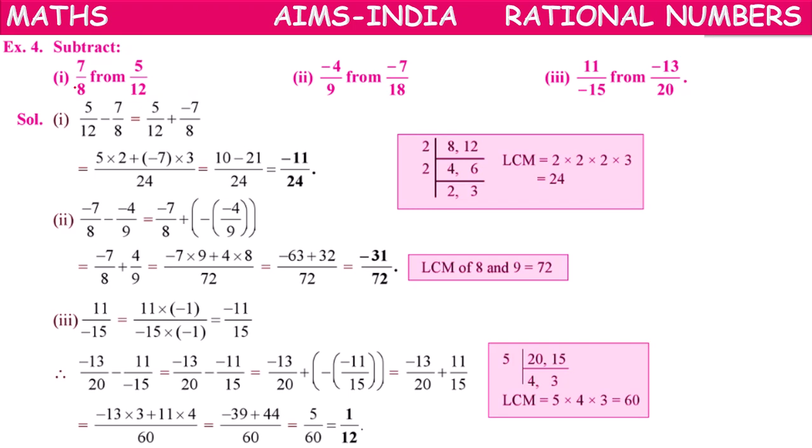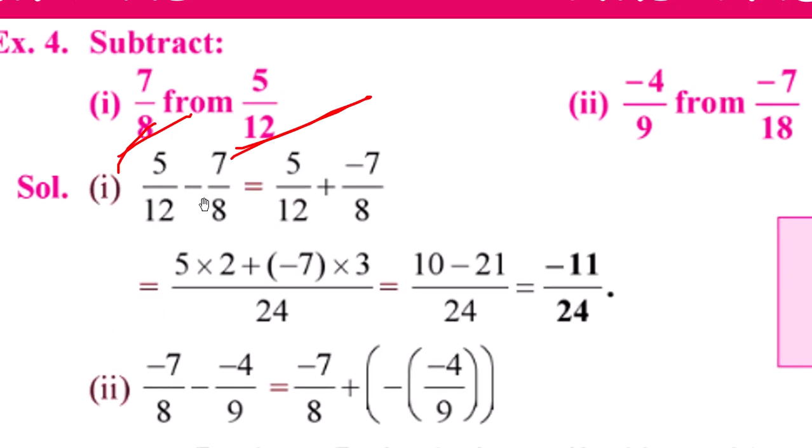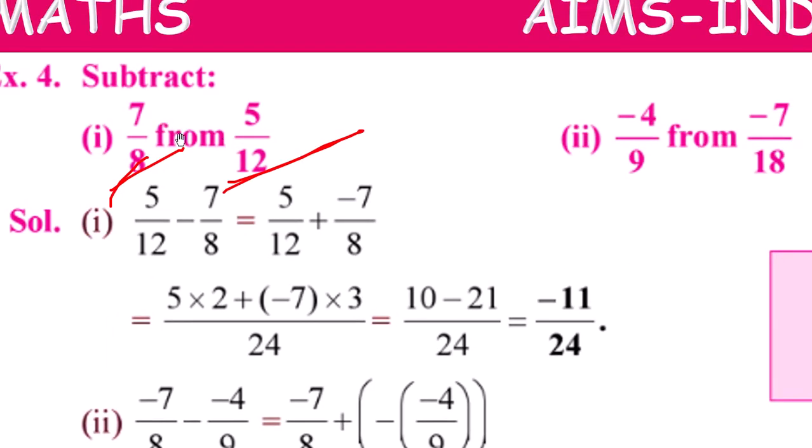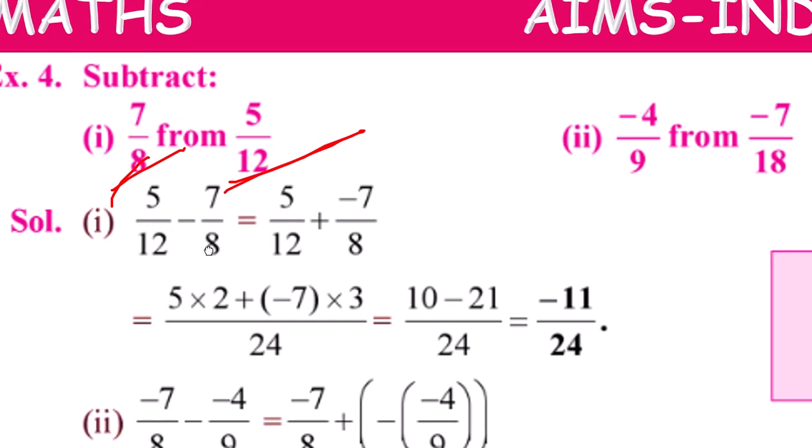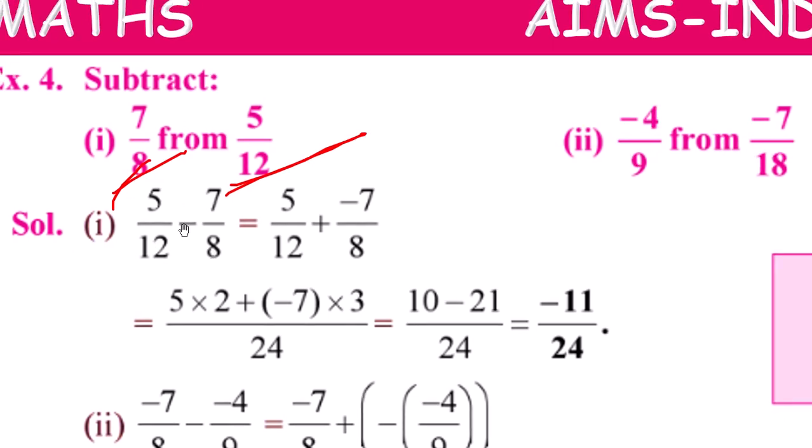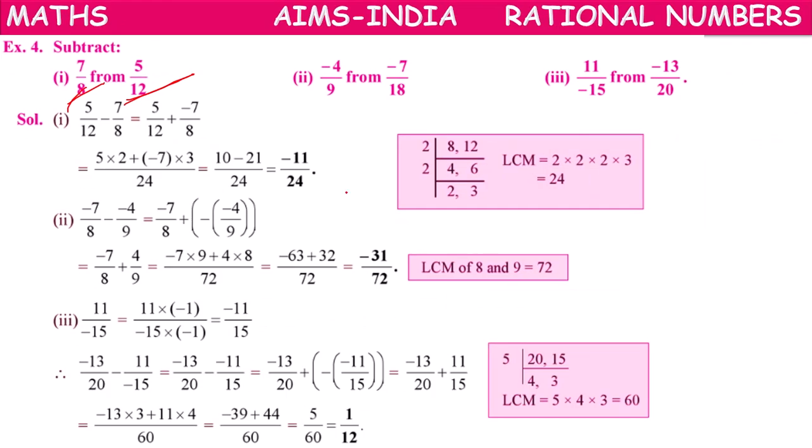Next, subtract 7 by 8 from 5 by 12. So here, children, we have to subtract 7 by 8 from 5 by 12. So 5 by 12 is to be written first, minus 7 by 8 second. But this subtraction we are changing into addition, plus. So this 7 by 8 will become its additive inverse, minus 7 by 8.